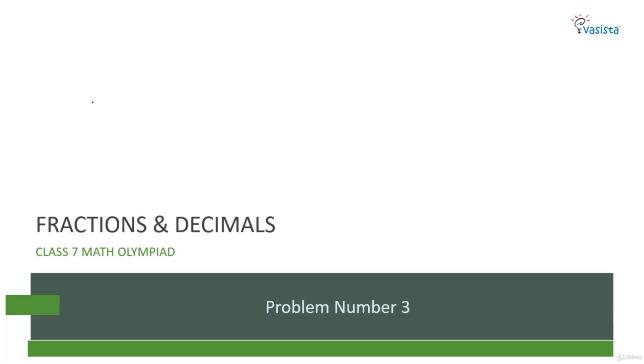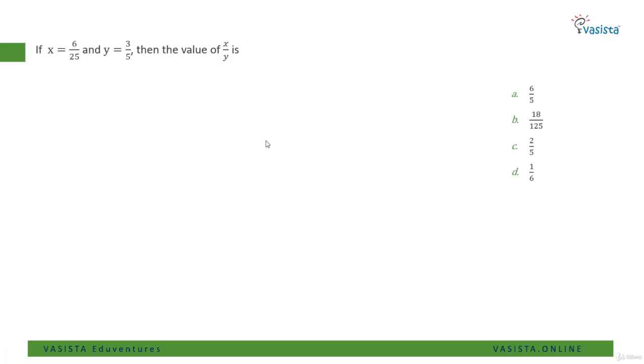Let us start working on problem number 4 here. If x is equal to 6 by 25 and y is equal to 3 by 5, then the value of x by y, that is x divided by y. So let me substitute here. We need to find x by y. What is x? That is 6 by 25, and what is y? That is going to be 3 by 5.